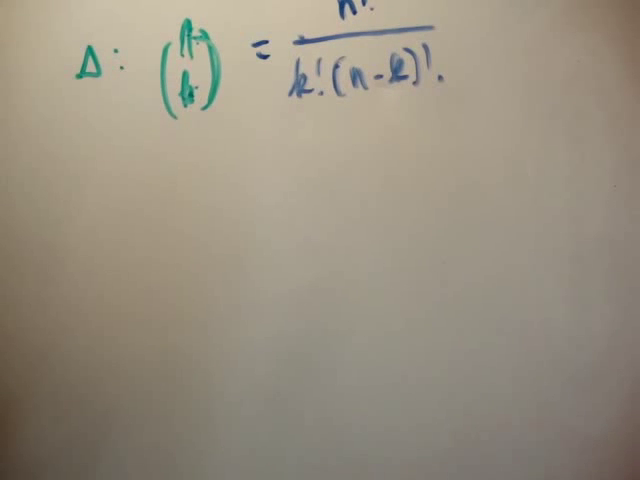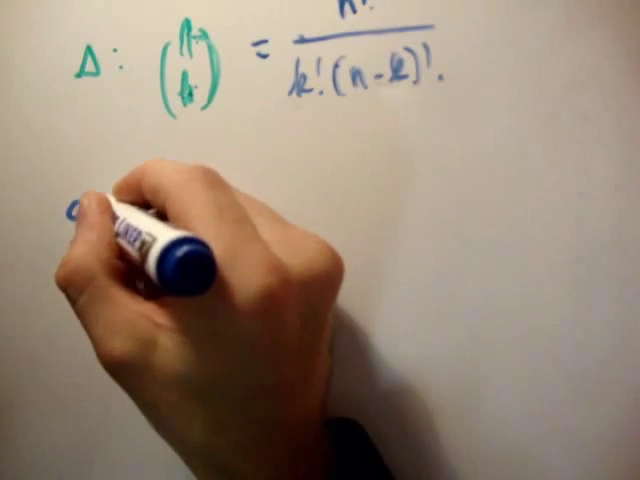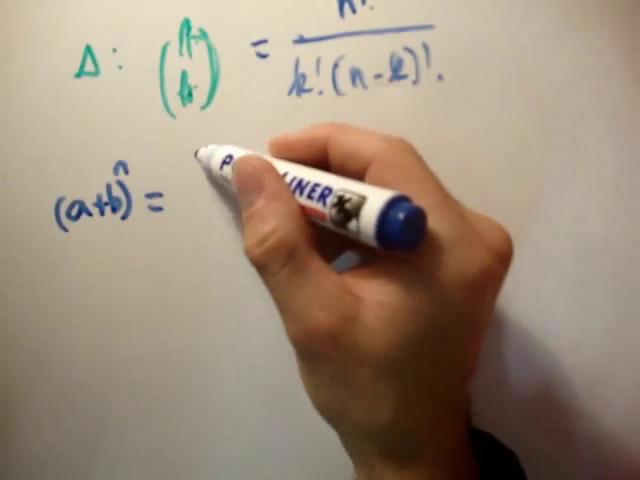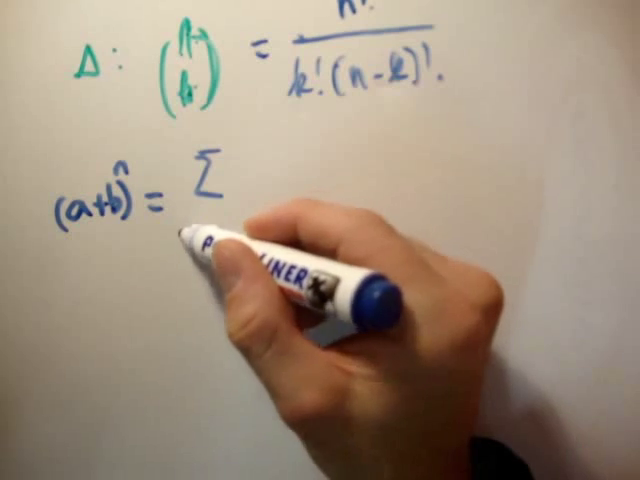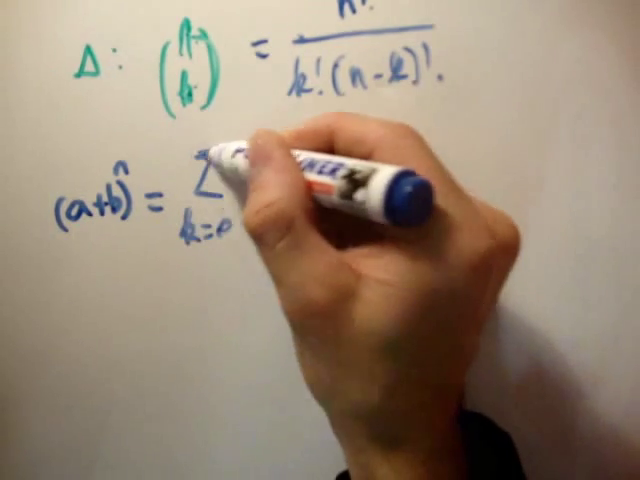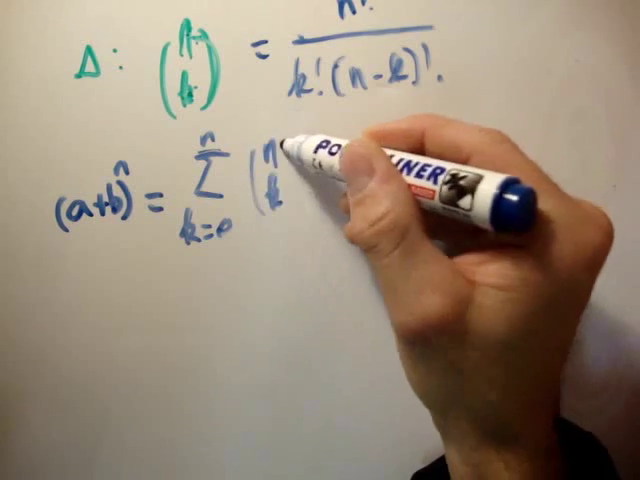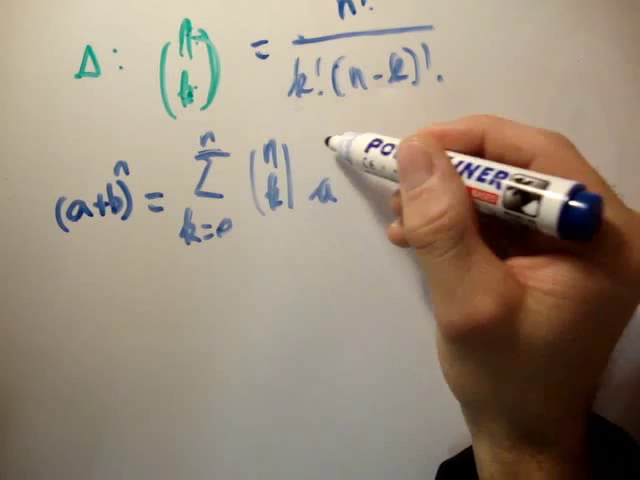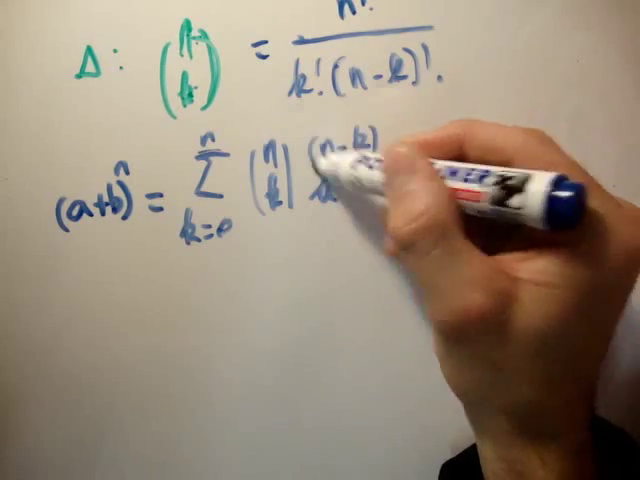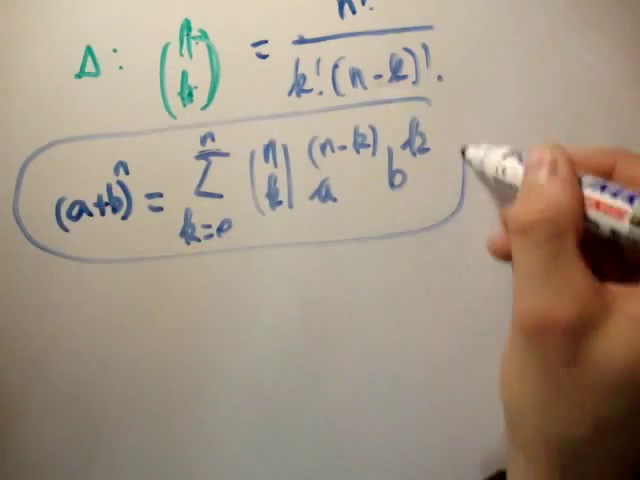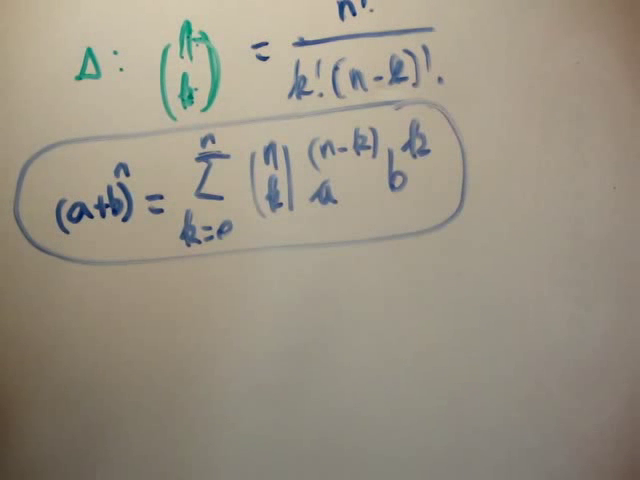And finally, putting it all together, we have (a+b)^n is equal to the sum from k equals 0 to n of n choose k, a^(n-k), b^k. And to be honest, looking at it even right now, it doesn't look any less daunting.